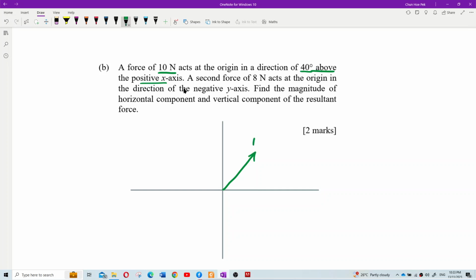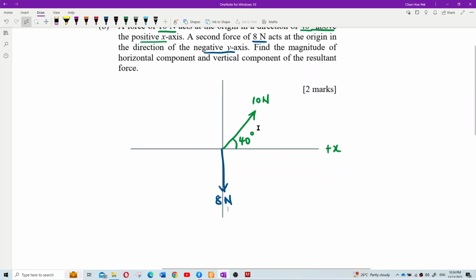Yep, this one, 10 Newton. So it is 40 degree above the positive x-axis. A second force of 8 Newton at the origin in the direction of negative y. Okay, so I have a second force, 8 Newton, negative y. That means over here. Yeah, so 8 Newton, negative y.